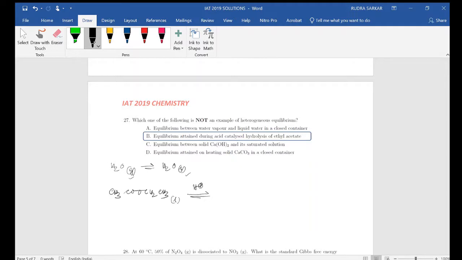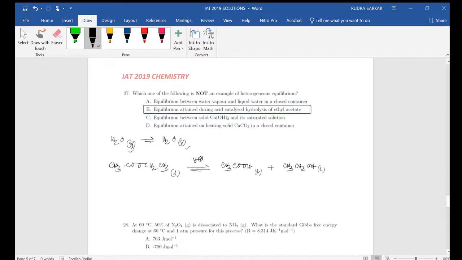We have given a catalytic amount of H plus, for which this is undergoing hydrolysis. So this is also a liquid, and the other molecule will be CH3CH2OH, which is also a liquid. So these all are liquid, so hence it is not a heterogeneous system that is in equilibrium, rather it is a homogeneous system that is in equilibrium.